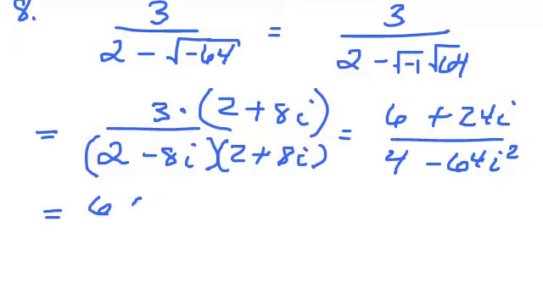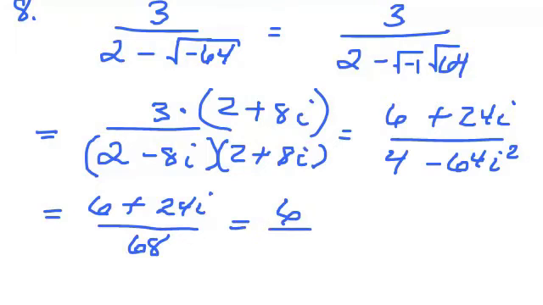We end up with 6 plus 24i over, okay, so this is going to be negative 1. Negative 1 times negative is positive. So we're going to end up with 4 plus 64. Ooh, wait a minute. 4 plus 64, that's 68, yeah. I was thinking 70 for some reason, I don't know why.